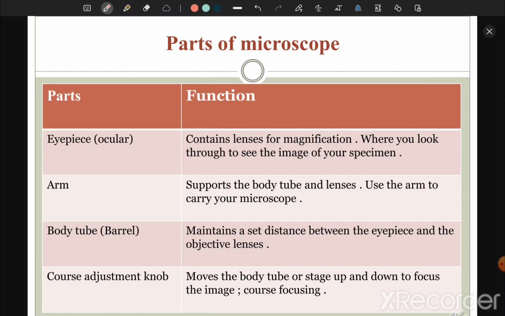This is the stage, and it has certain clips. You will put the glass slide on it, you will rest it there, and you put the clips so the glass slide will not move aside during the examination.